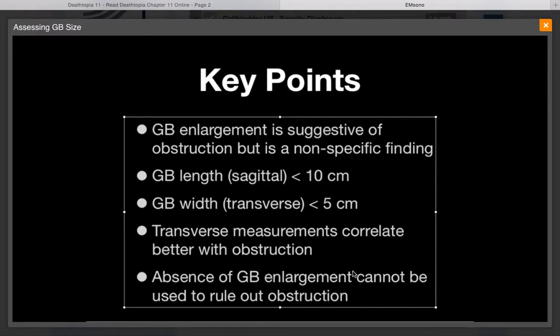Gallbladder enlargement is suggestive of obstruction, but is a nonspecific finding. The sagittal length of a gallbladder should be less than 10 centimeters. The transverse width should be less than 5 centimeters. Transverse measurements correlate better with obstruction than do sagittal measurements. However, and this is important, the absence of gallbladder enlargement cannot be used to rule out the presence of obstruction. This concludes the assessment of gallbladder size video.